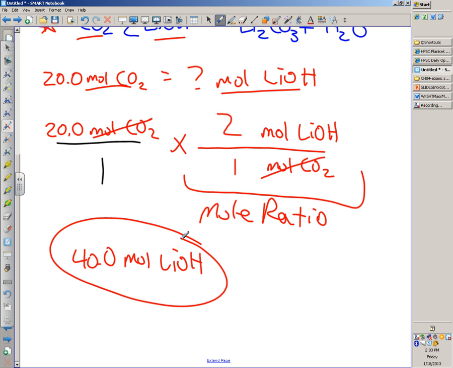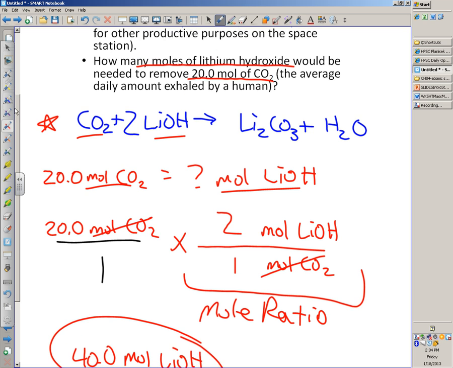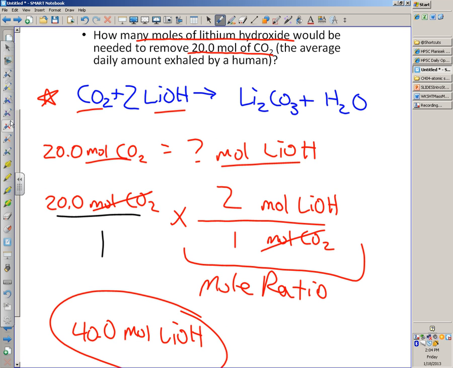So going back to our question, right? It says, now if we know that we have to get rid of 20 moles of CO2, because that's how much we're exhaling every day, now I know how many moles of lithium hydroxide I'm going to need to get rid of all that carbon dioxide. Carbon dioxide and lithium hydroxide react with each other, now I know how much. Does that make sense? Yeah. Okay. Question, Paige?